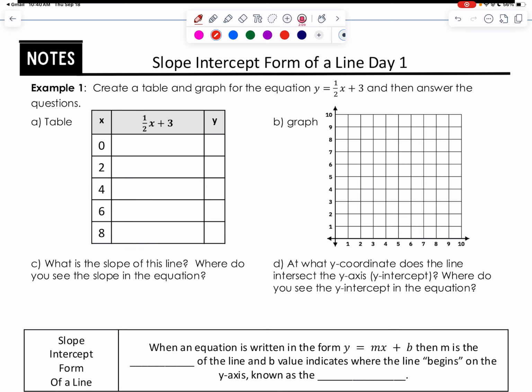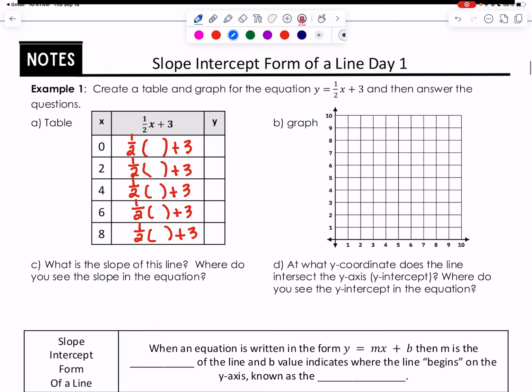So what we're going to do here to begin with is we're going to take this expression and replace the x with parentheses, and we'll do that for each line of our table. 1/2 parenthesis plus 3, 1/2 parenthesis plus 3, 1/2 parenthesis plus 3. Now let me grab a different color.